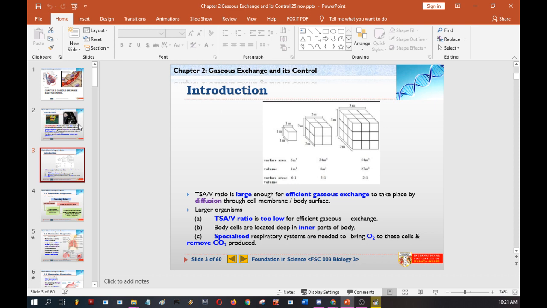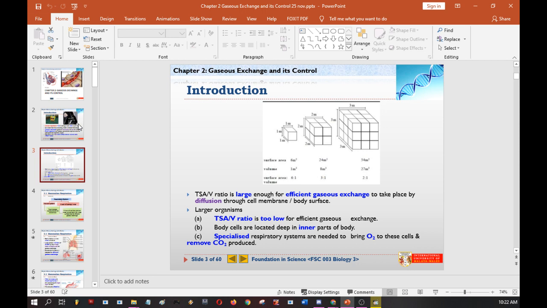If you look at this picture, there are three organisms. The first one is the smallest one, 1 meter across, 1 meter deep, and 1 meter wide. So it has six sides. If you total the number of sides, there are six sides. And then if you look at the volume, 1 times 1 times 1 equals 1 meter cubed. So 6/1 means that you have 6, so they have 6 times surface area compared to the volume.